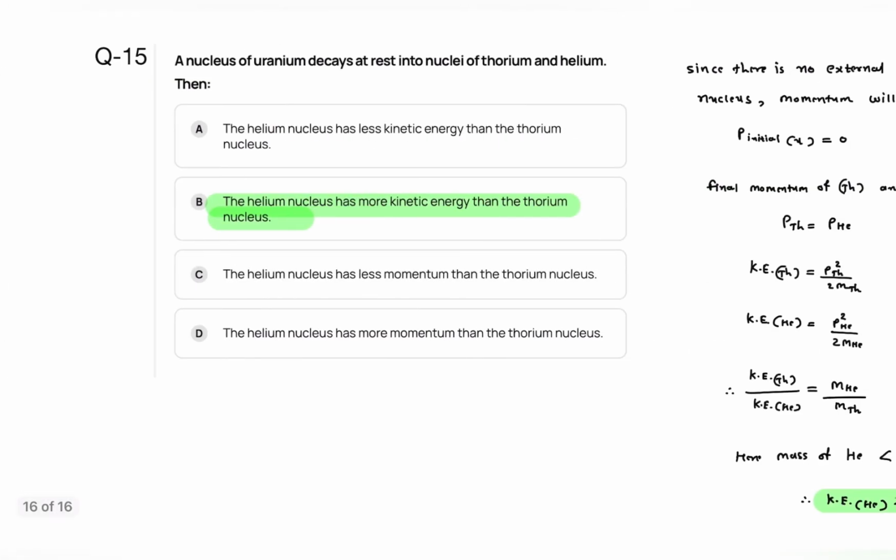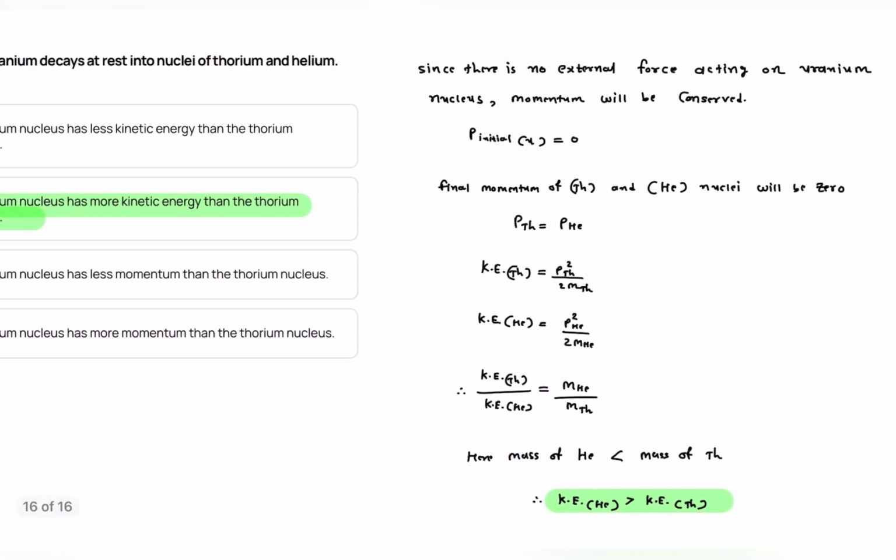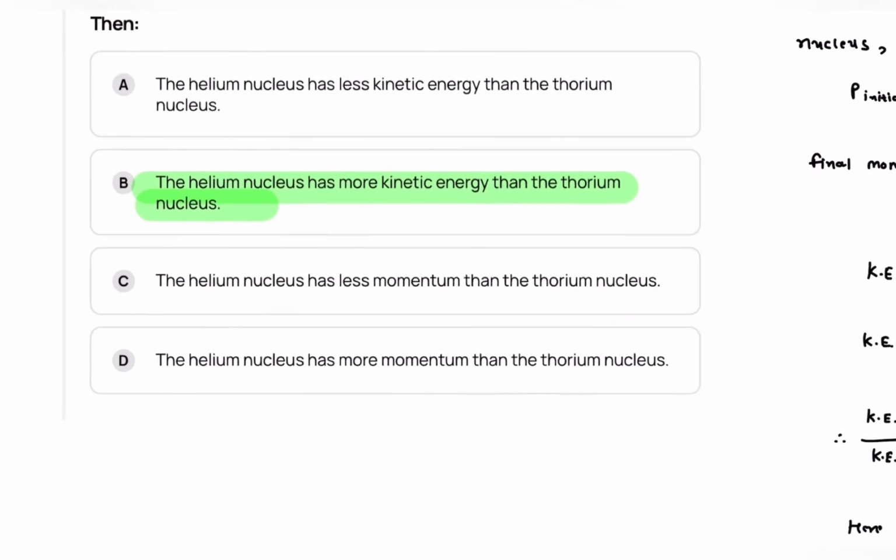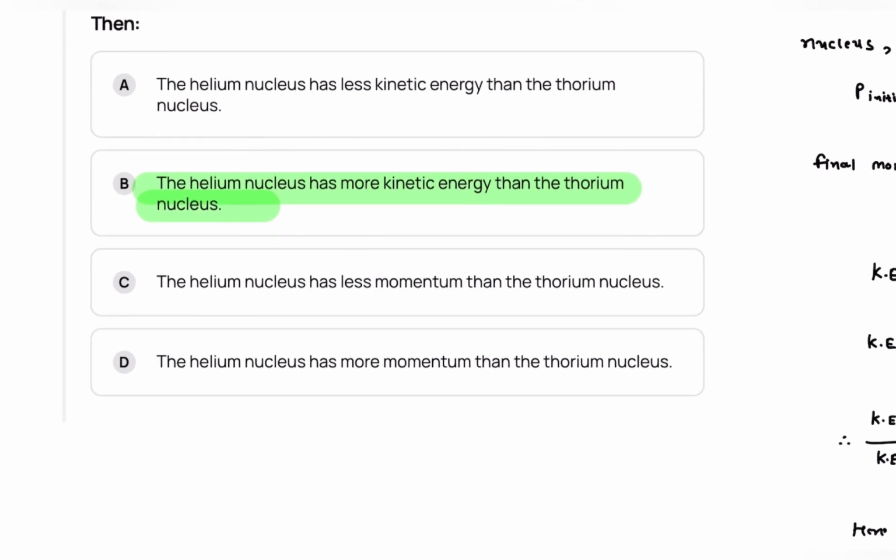Question number 15. A nucleus of uranium decays at rest into nuclei of thorium and helium. Then four options are given. The helium nucleus has less kinetic energy as compared to the thorium nucleus. Helium nucleus has more kinetic energy than thorium nucleus. Helium nucleus has less momentum than thorium nucleus, or helium nucleus has more momentum than thorium nucleus.